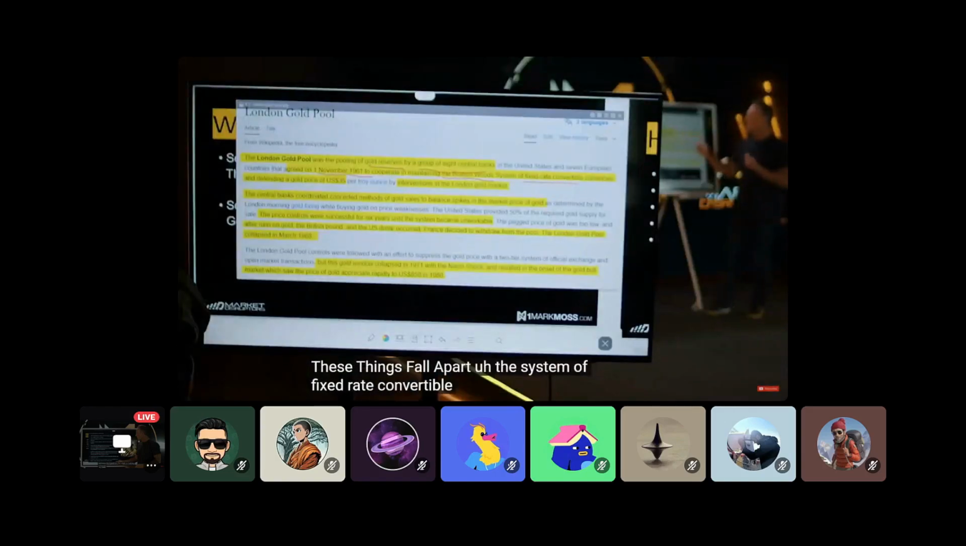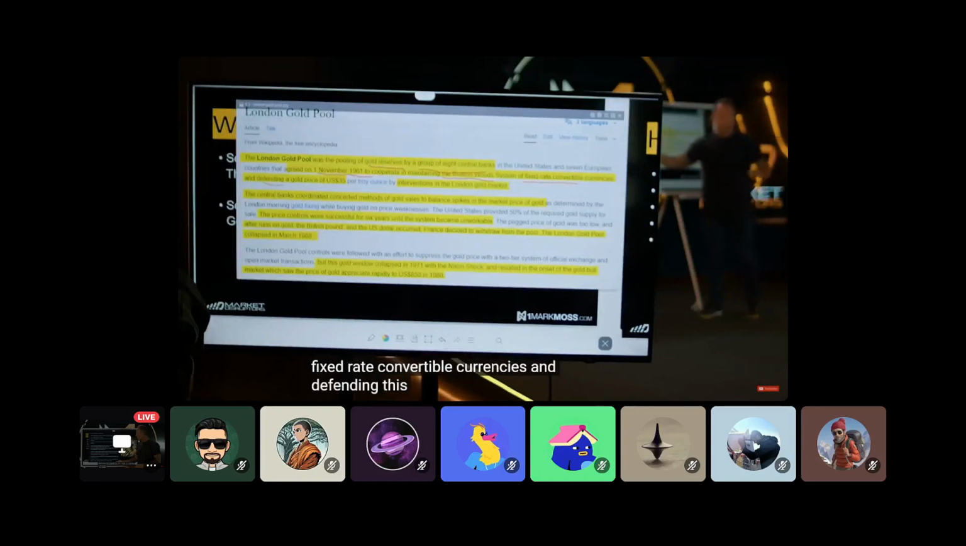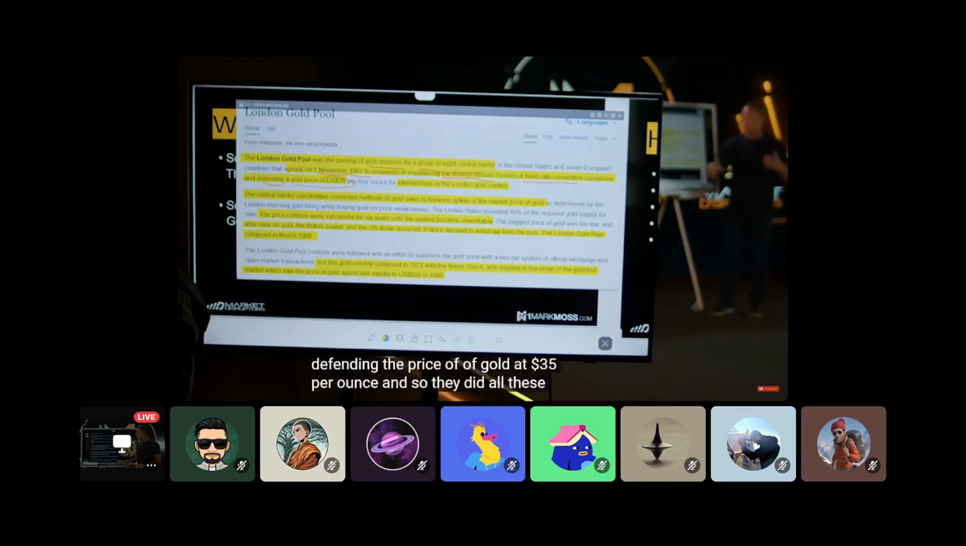The system of fixed rate convertible currencies and defending, this is the whole thing, defending the price of gold at $35 per ounce. And so they did all these interventions in the London gold market, the LBMA. All right, the central banks coordinated concerted methods, working in unison, working together, of gold sales to balance spikes in the market price of gold.